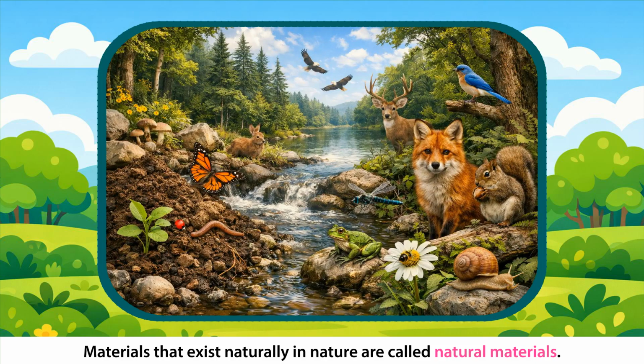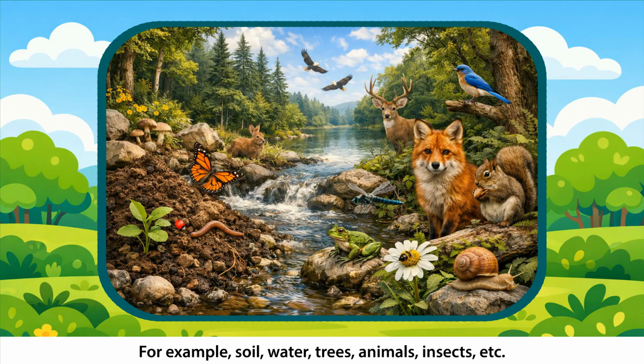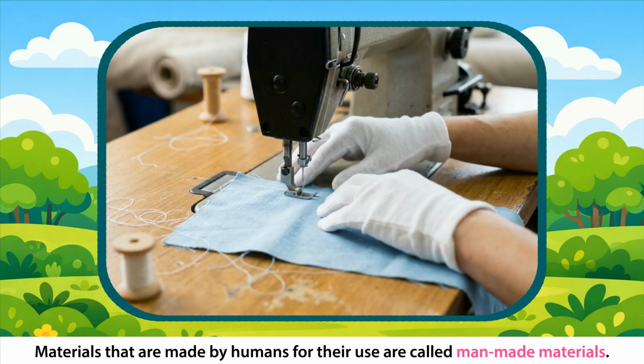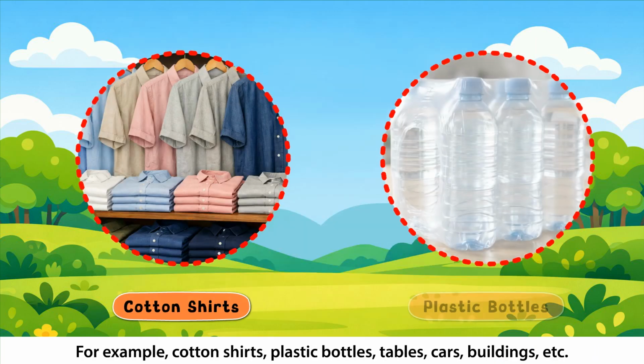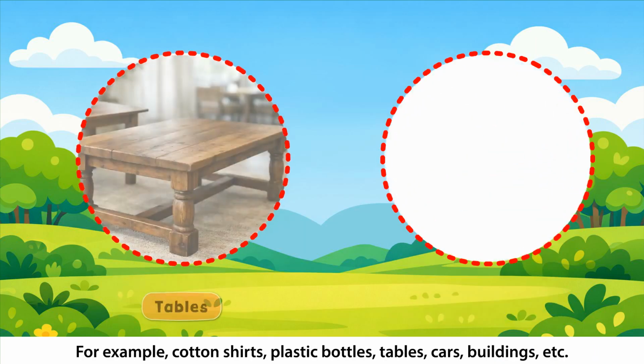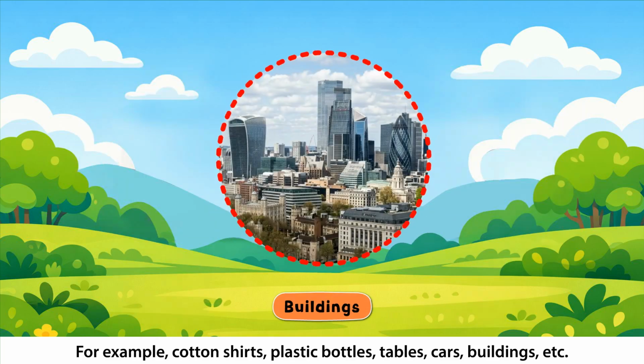Materials that exist naturally in nature are called natural materials. For example, soil, water, trees, animals, insects, etc. Materials that are made by humans for their use are called man-made materials. For example, cotton shirts, plastic bottles, tables, cars, buildings, etc.